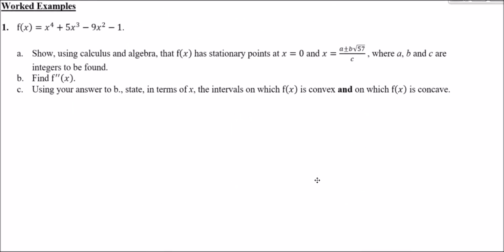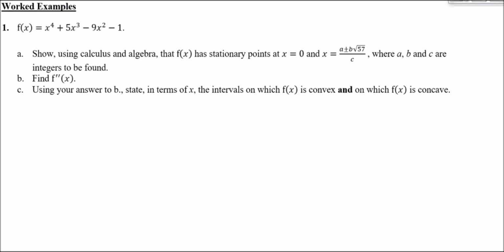Worked example 1. We have f of x is x to the power 4 plus 5x cubed minus 9x squared minus 1. We're asked now to show, using calculus and algebra, that f of x has stationary points when x is 0 and x is a plus or minus b root 57 all over c, where a, b and c are integers to be found. So, part A was a bit of a mouthful, but let's have a look.